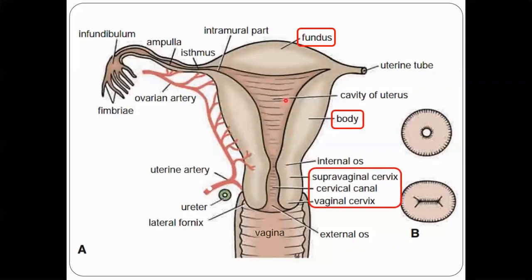وحكينا عن appearance of the external os in nulliparous woman and in multiparous woman. We said that the opening of the external os in nulliparous woman is more or less circular opening, while in multiparous woman it is a transverse slit having an anterior lip and a posterior lip.